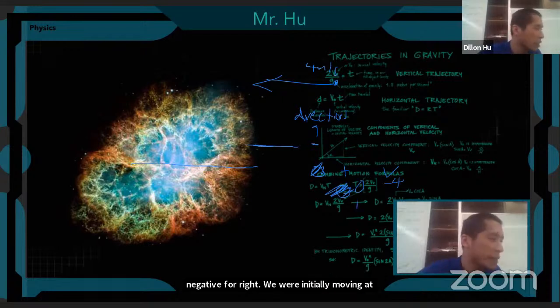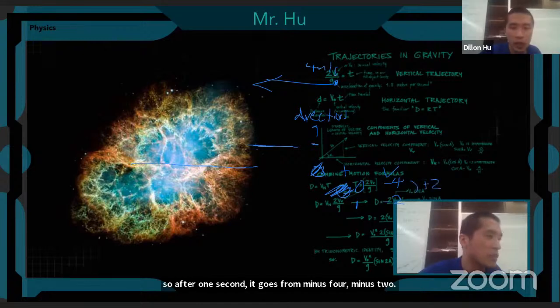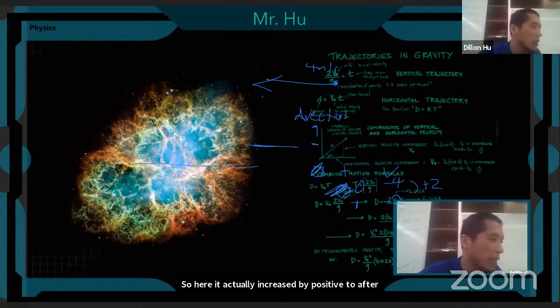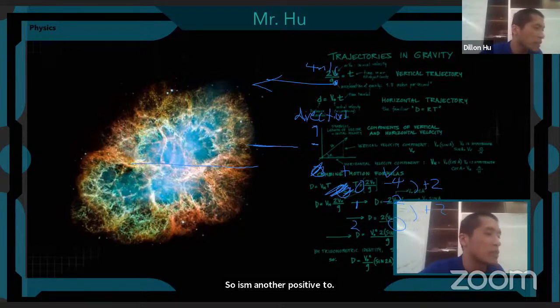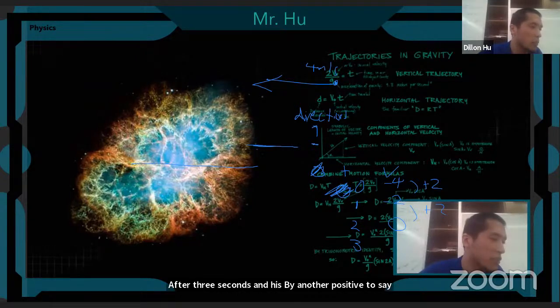After 1 second, we accelerate by 2 meters per second. So our velocity increases by +2, and after 1 second, it goes from -4 to -2. After 2 seconds, our velocity increases by another +2. So now we are at 0 meters per second. After 3 seconds, it increases by another +2. So we're at 2 meters per second. And we can keep doing this forever and forever until we hit 10.